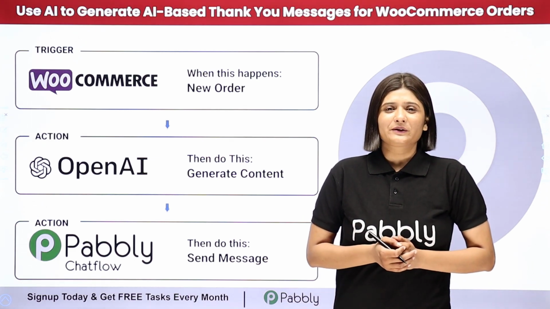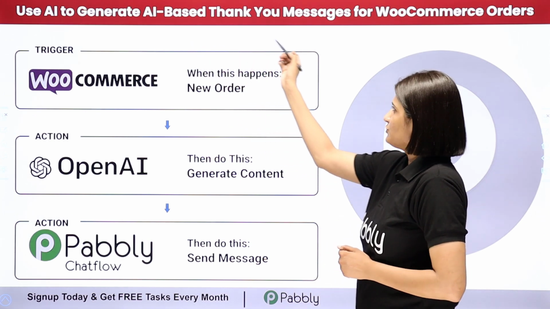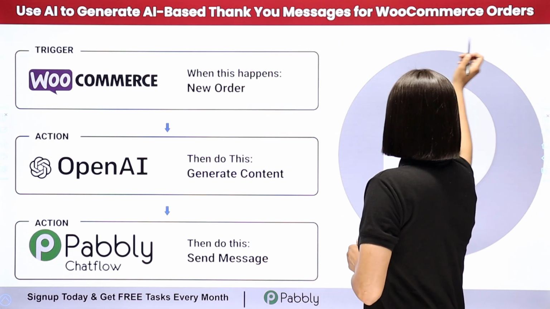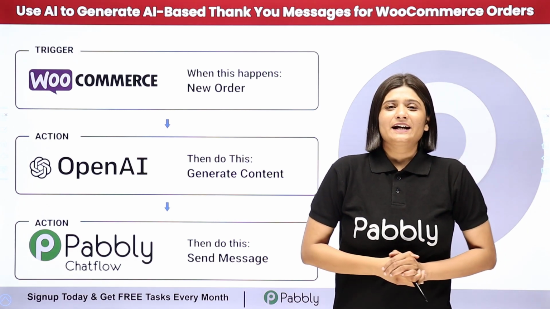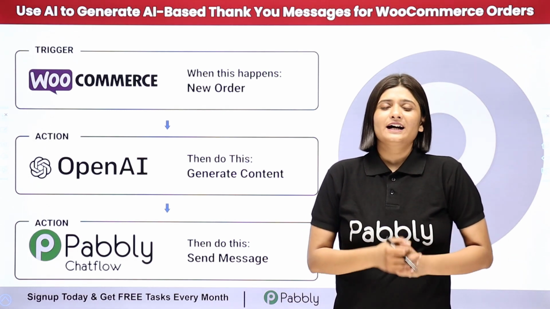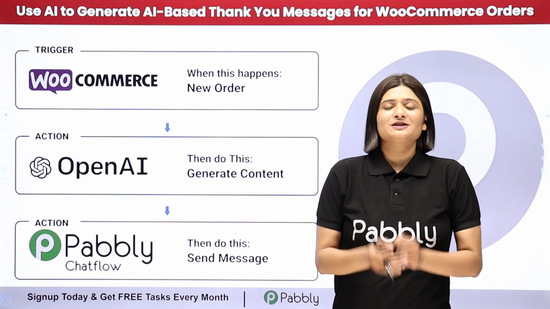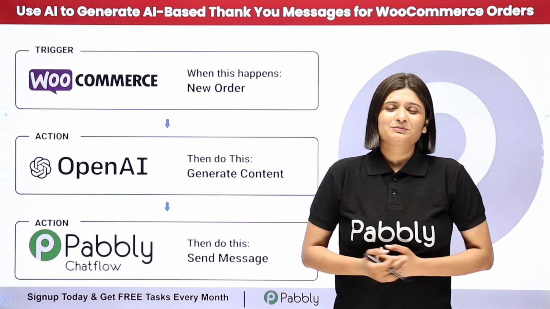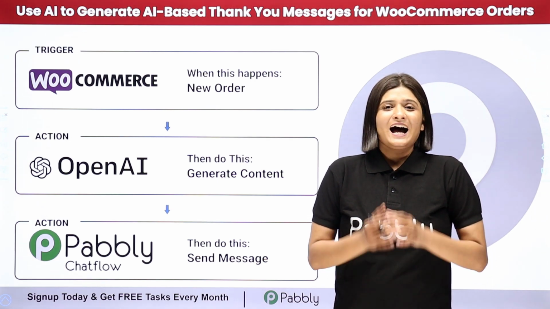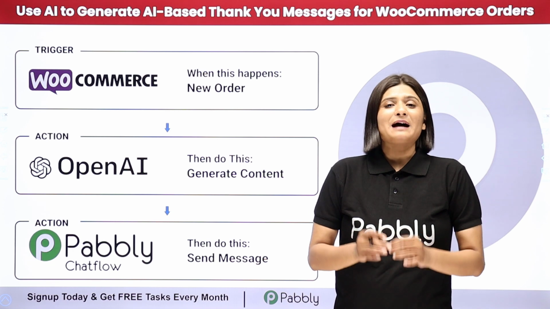In this video, we are going to learn how to use AI to generate AI-based thank you messages for WooCommerce orders. So let's suppose I'm running a WooCommerce store and I want that whenever there is a new order, a thank you message should be automatically sent to my customers. Doing this manually will consume a lot of time, so I'm going to completely automate this process, and to do this automation, I'm going to use Pabbly Connect.